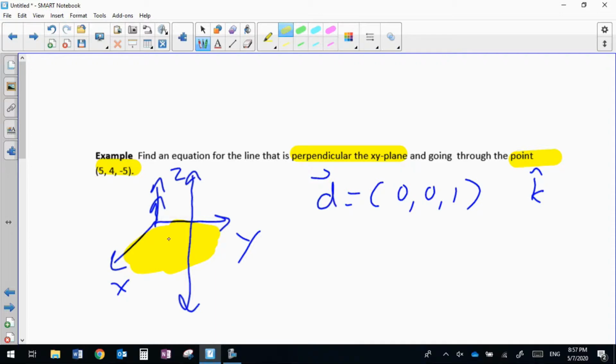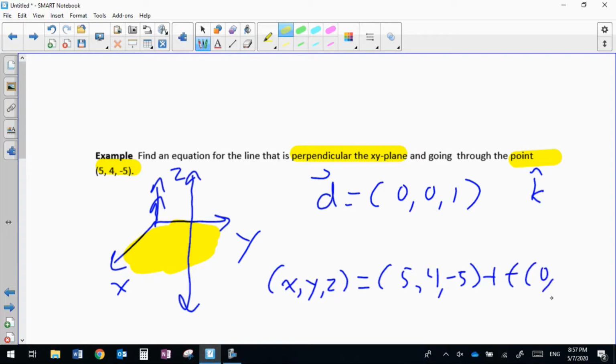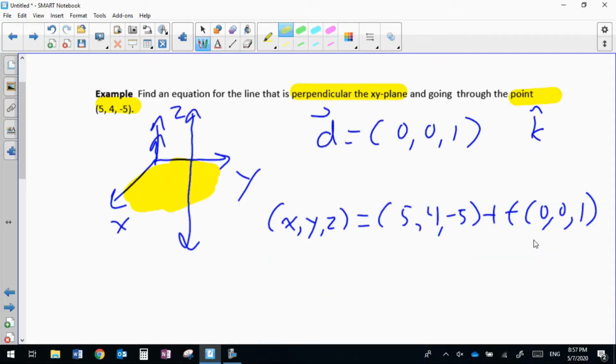It has the same direction as the line, or it's parallel to the line, if you want to think of it that way. So if you were to start at 5, 4, negative 5, and add that direction vector, you would still be on this line. So our vector equation is going to be 5, 4, negative 5 plus t times 0, 0, 1. And of course, parametric equations, x equals 5, y equals 4, and z equals negative 5 plus t.